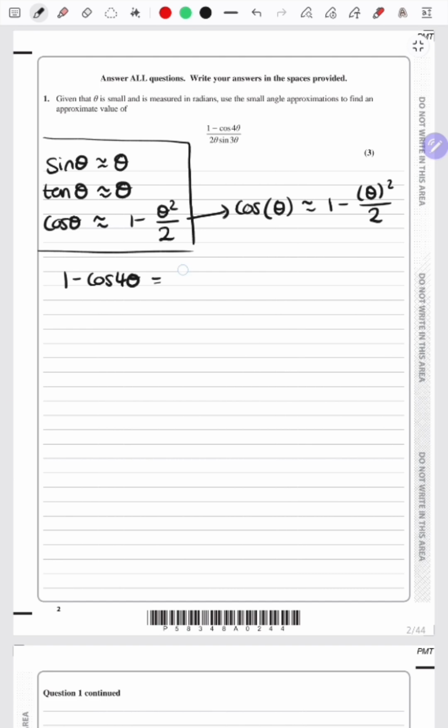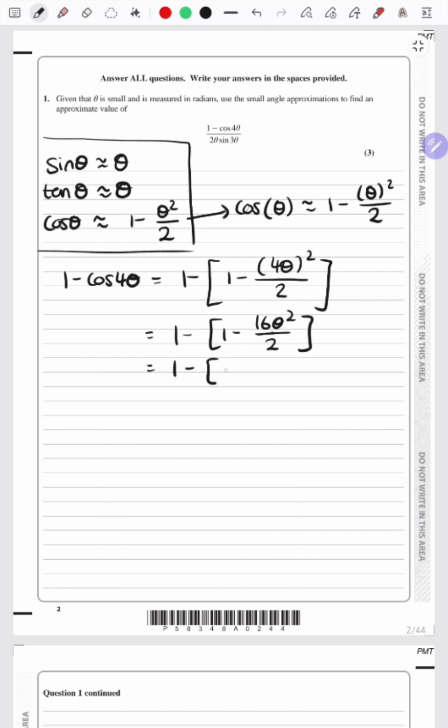So it becomes 1 minus, and let's put this in brackets, cos 4 theta becomes 1 minus, and we have in brackets 4 theta all squared over 2. So now let's simplify this down. We have 1 minus 4 theta squared, that's 16 theta squared over 2, and we can simplify that down, divide that by 2. We have 1 minus 16 divided by 2 is 8, that's 8 theta squared.